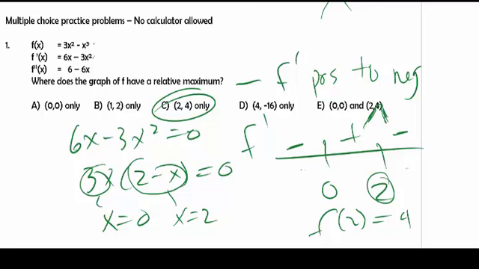Alternatively, you could have used the second derivative test, where you just plug the critical numbers directly into the second derivative. Plugging in 0 would have given you 6, which is positive. A positive second derivative means you have a concave up graph and the extreme's a min. Plugging in 2 directly to the second derivative would give you 6 minus 12, -6, which would be a concave down graph, which would give you a max. So, either way, first derivative test or second derivative test, your answer should be C.